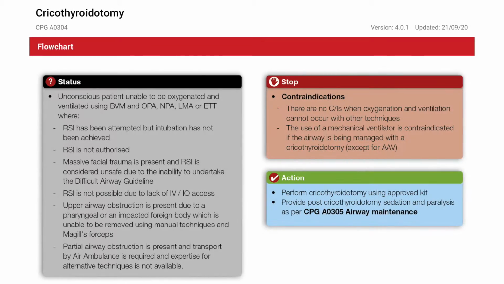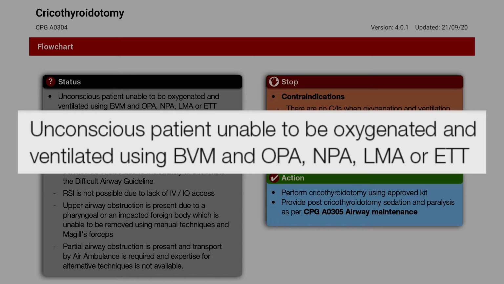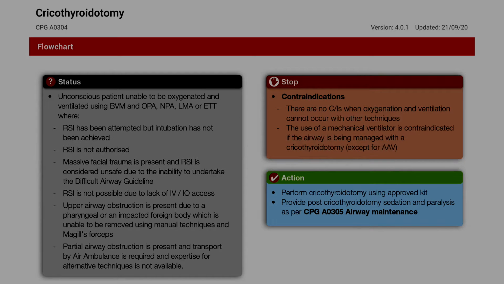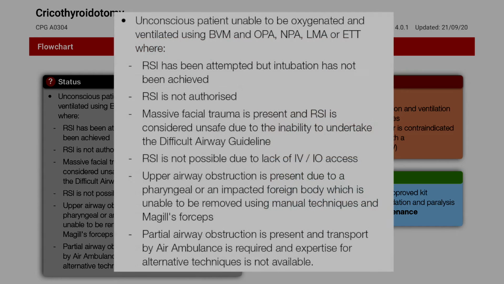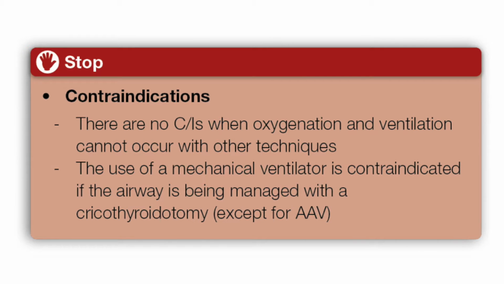In addition, cricothyrotomy may be initiated as a primary airway. Here, the patient is deemed unsuitable to be RSI'd and cannot be oxygenated by standard airway adjuncts. It's important to take the time to refamiliarise yourself with the circumstances which would indicate cricothyrotomy as a primary airway strategy. Importantly, there are no contraindications to cricothyrotomy when oxygenation and ventilation cannot occur with other techniques in the unconscious adult greater than 12 years old.